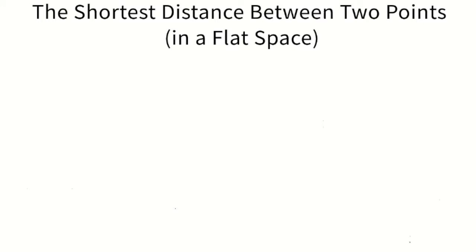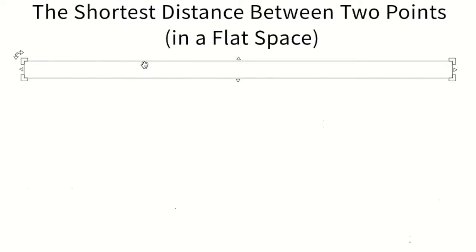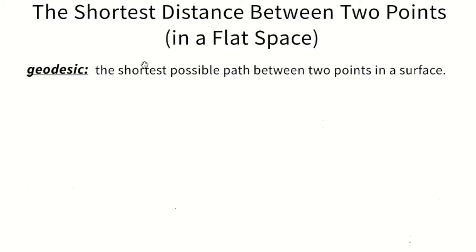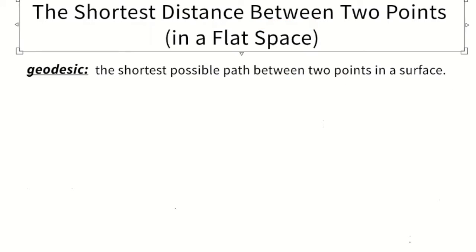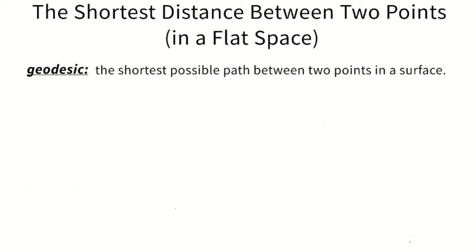So let's start by defining what a geodesic is. A geodesic is the shortest possible path between 2 points in a surface. In this case, the surface is a flat space, so we're looking for the geodesic in a flat space between 2 points. So what we're going to do is imagine 2 points A and B in a flat space, right? There are infinite paths between A and B, and you want to find the path that takes the shortest. But how can we analyze infinite paths? Well, with calculus of variations.